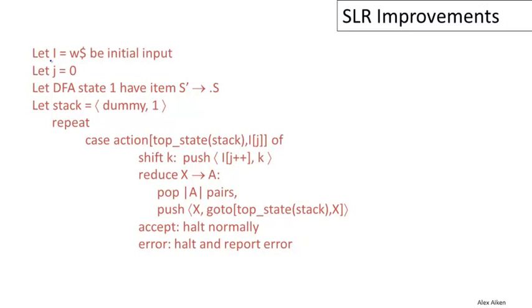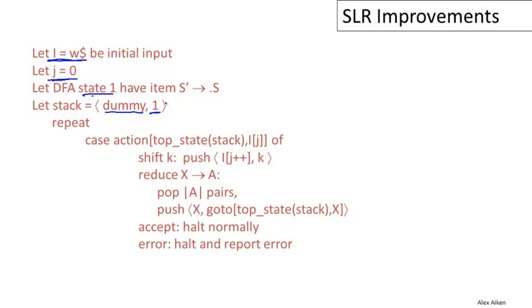Let's let our initial input be called I, and it's going to be treated as an array that we can index. The index will be called J, and initially it's 0, so that we're pointing to the first token in the input stream. We'll just assume that the first state of the DFA is called state 1, and that means our initial stack is going to have state 1 for the state of the automaton and some other dummy symbol that we don't care about in the first position. So the stack is just a pair that says that we're in the start state of the DFA.